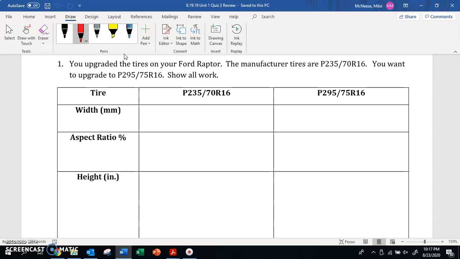So the width in millimeters is that first number. This tire is 235 millimeters, and the second one is 295 millimeters. Aspect ratio is the second number. In this tire, it's going to be 70%, which is 0.7. This one is going to be 75%, which is 0.75.